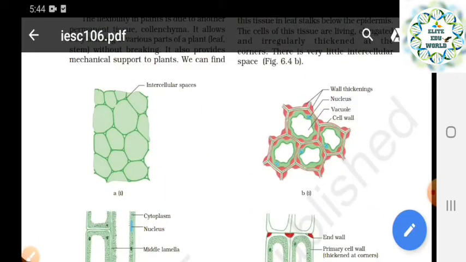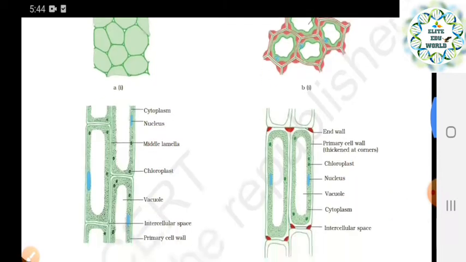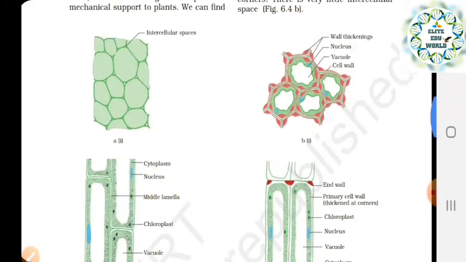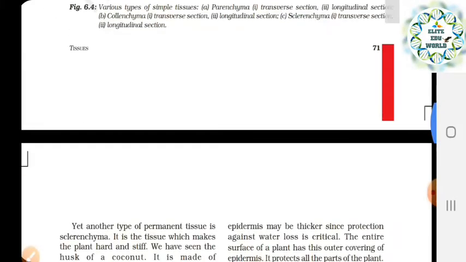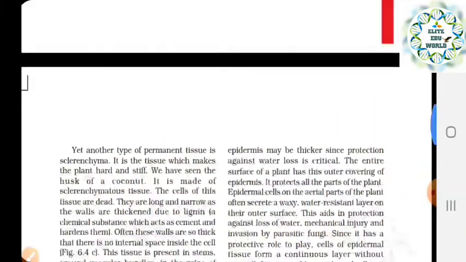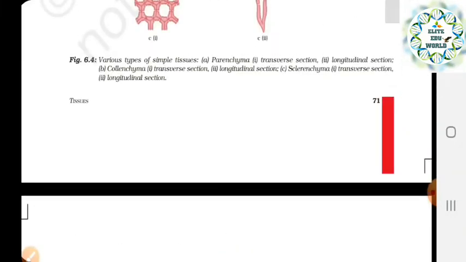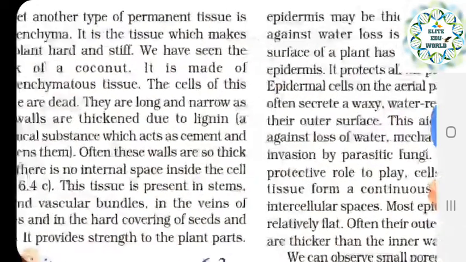We have seen the differences between all of these, their locations and their functions. So we finished this topic in our previous lecture, and finally we reached the third one, sclerenchyma. We saw that sclerenchyma is the tissue which provides hardness to the plant or whatever plant parts are there.